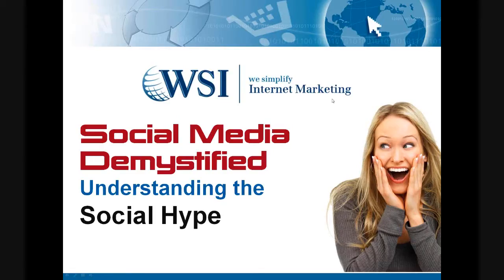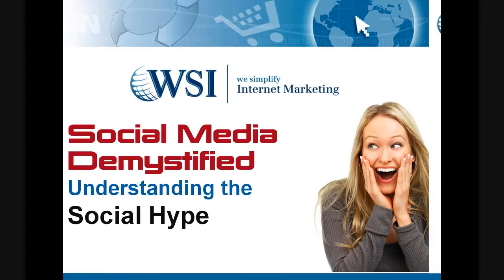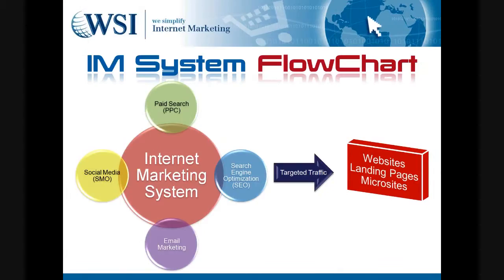to everyone's day-to-day business. Having said that, there might be a short delay when I change slides, so I'll try to keep that in mind when I'm speaking. But what you see on the screen right now is the internet marketing system flow chart that we have created. There are different ways you could drive targeted traffic to your website.